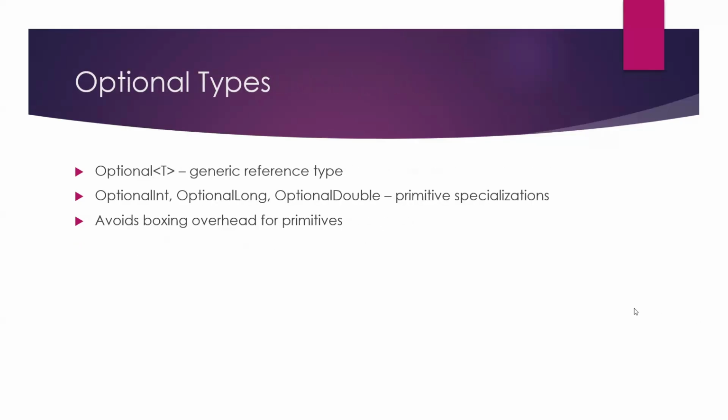So we have different optional types. We have the optional with the generic reference type. We have OptionalInt, OptionalLong, and OptionalDouble, which are basically primitive versions of optionals. When I say avoiding boxing overhead for primitives, it means that every time you create an optional, you have to create an object, and then you have to return the value. But here, it skips creating an actual optional object and just returns the primitive value. The explanation goes deeper than this, but for now, this should suffice.